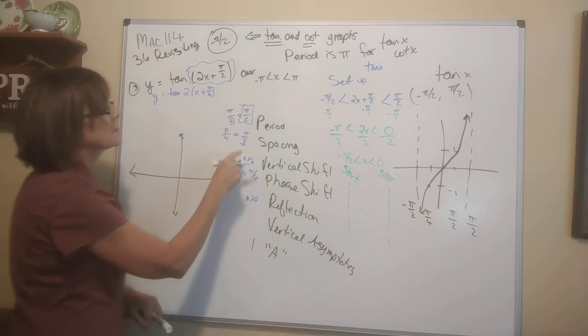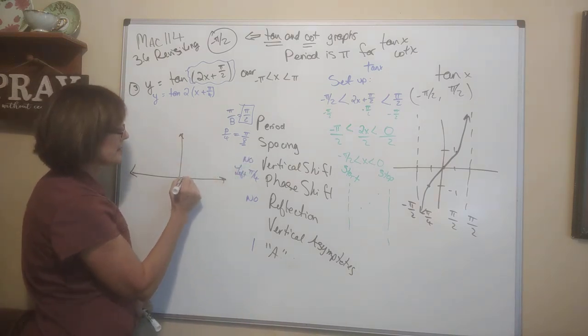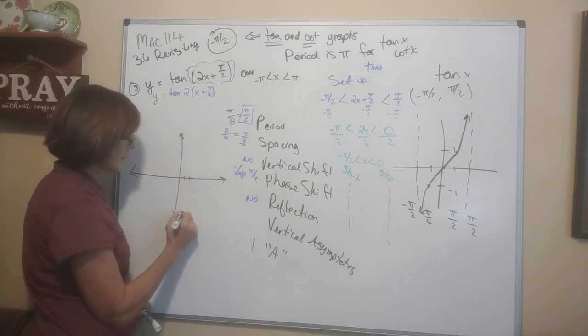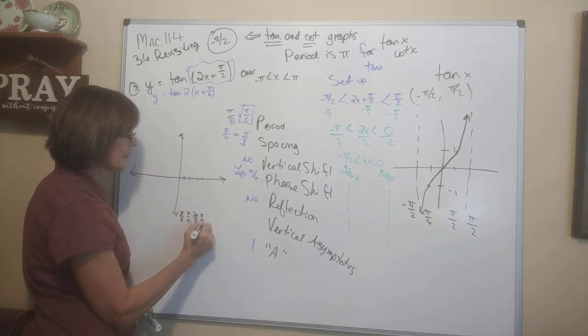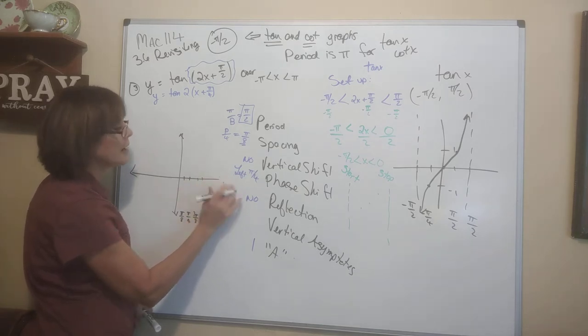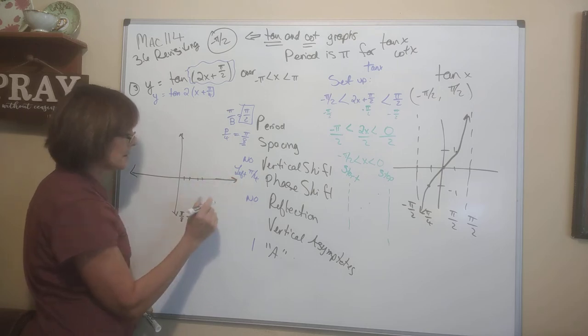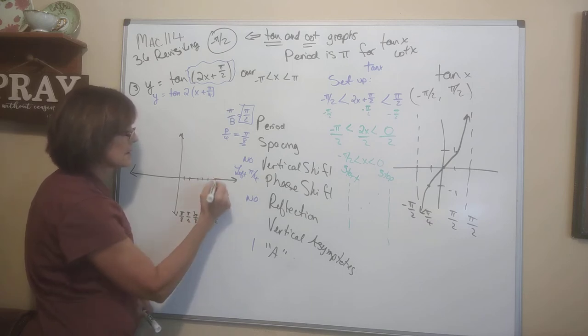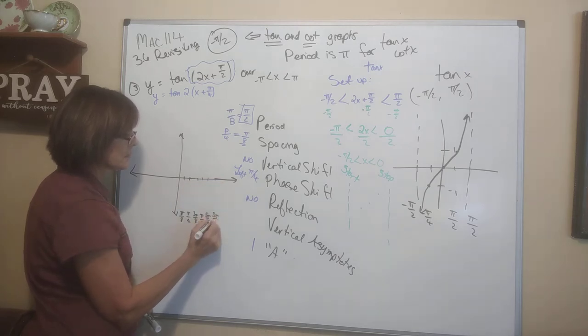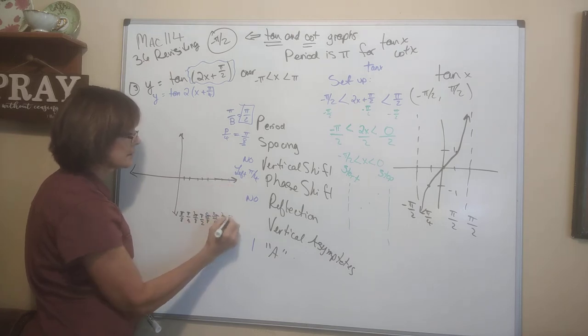All right, I'm supposed to space my axis in pi over 8. So pi over 8, pi over 4. 2 pi over 8 is pi over 4. 3 pi over 8. 4 pi over 8 is pi over 2. I gotta go all the way to pi. Who wrote this problem? Okay. 5 pi over 8, 6 pi over 8, 7 pi over 8, 8 pi over 8. All right.